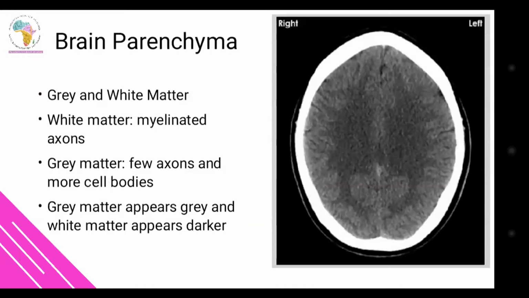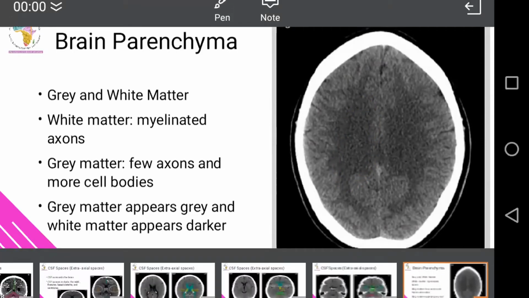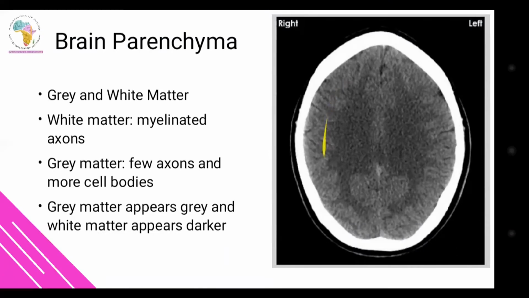So now, talking about the brain parenchyma proper. The brain parenchyma is divided into two different areas. You have the gray matter outside and the white matter inside. When you see this diagram, because when you hear white, you're expecting something white on the CT scan, but you have a structure which is actually dark, whereas the gray matter here is gray.